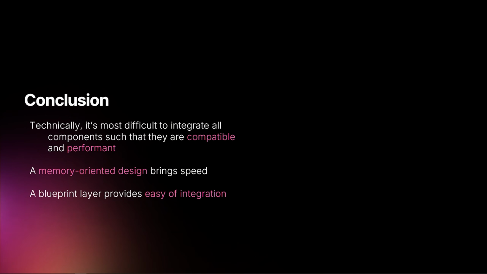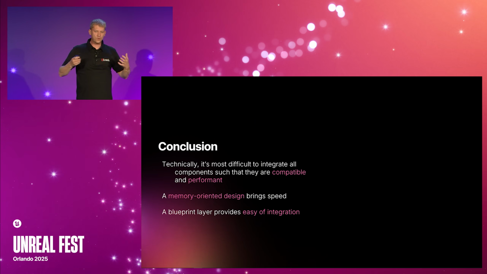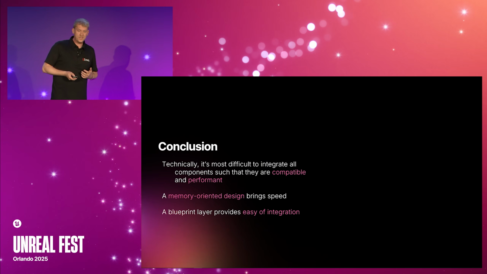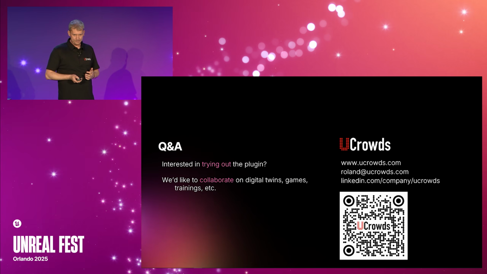Okay, conclusion. I've talked about the crowd simulation framework, lots of psychology research, lots of motion capture research. And we have seen that from a technical point of view, it's most difficult to integrate all these components such that they are compatible, it works together, and that it is still performant. Performance can be gained by having a memory-oriented approach, which is being addressed in an API that's data-oriented. And the data should also be treated in a data-oriented way in order to keep this performance. And we have seen that using Blueprints really helps in the ease of access to such an API.